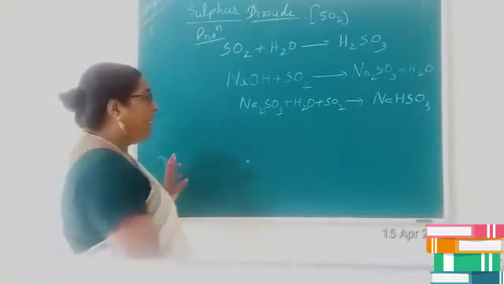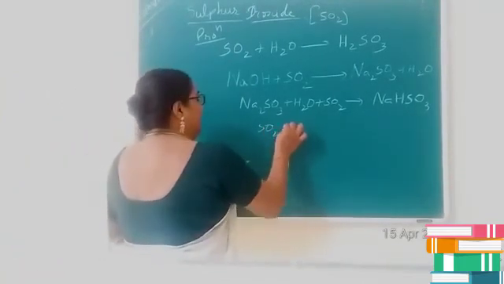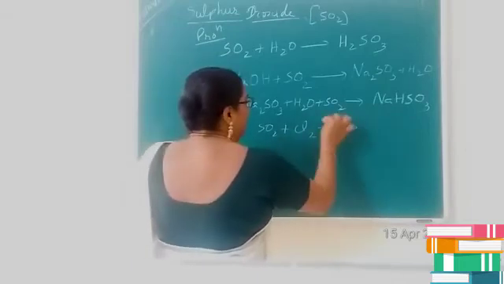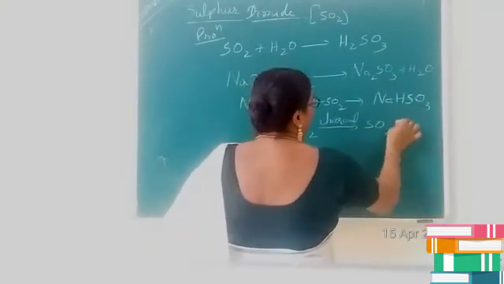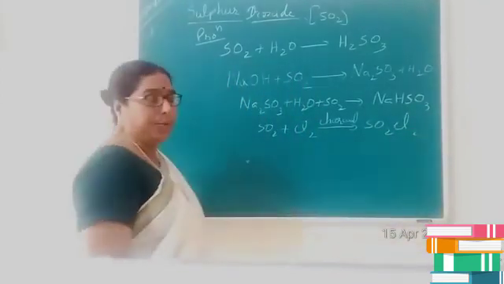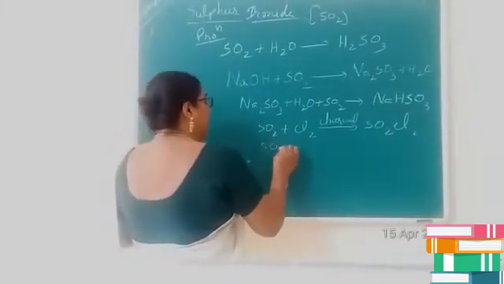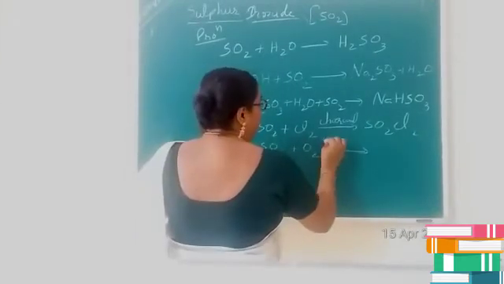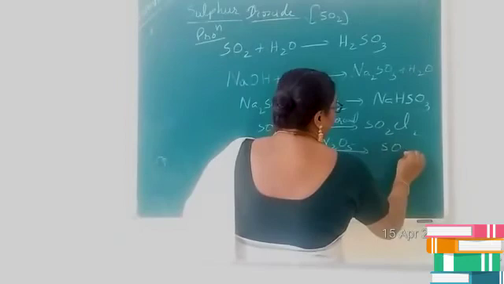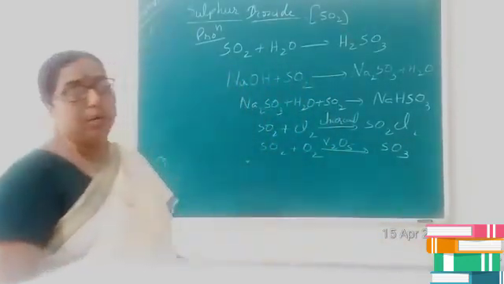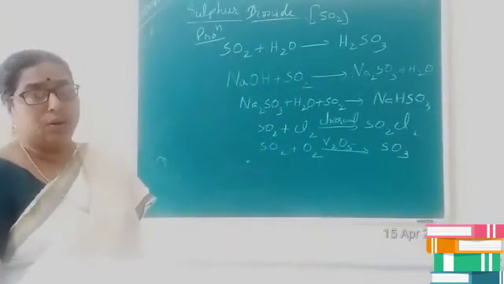Is it clear, children? Sulfur dioxide reacts with chlorine in presence of charcoal as the catalyst and produces sulfuryl chloride, SO2Cl2. Or sulfur dioxide reacts with oxygen in presence of vanadium pentoxide as the catalyst and produces sulfur trioxide. These are all important properties of sulfur dioxide.